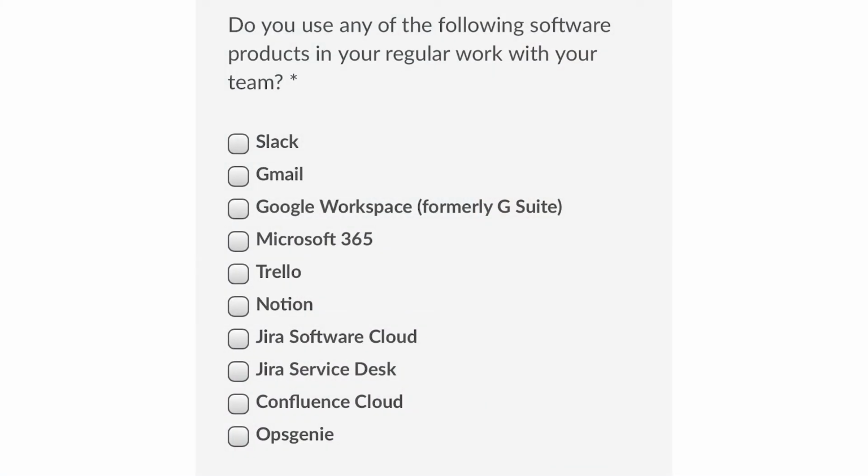This one is more of a tip than a real mistake that companies make. So when you're asking about brands that people use or brands that people interact with, it's nice to throw in a fake option to eliminate the people who just select every single option on the list.